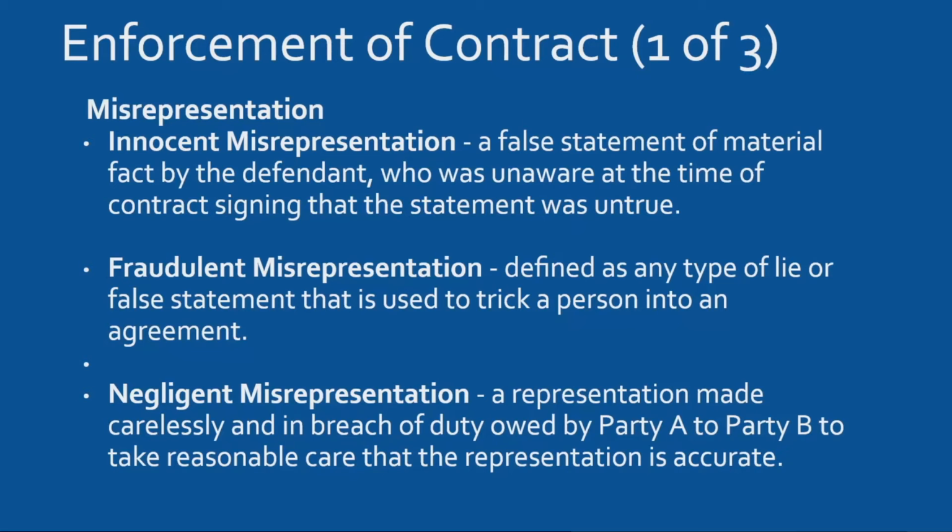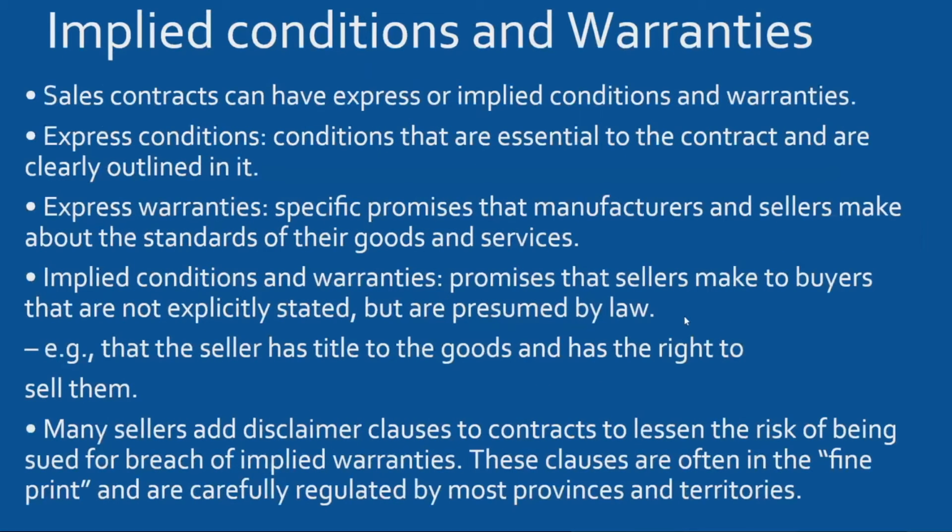Some contracts tend to have implied conditions or warranty items. So sales contracts can have express or implied conditions. Express conditions are ones that are written down in the contract. That's an express. An implied condition is that the car will work when I sell it to you. Express conditions are essential to the contract, clearly outlined. Express warranties are specific promises that the manufacturer or sellers make about the product. An implied condition or warranty is a promise sellers make to the buyers that is not explicitly stated but presumed by law, such as the car will work.